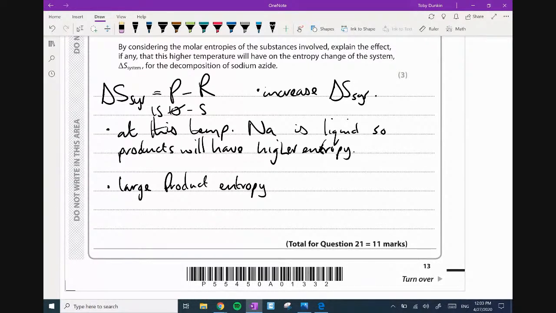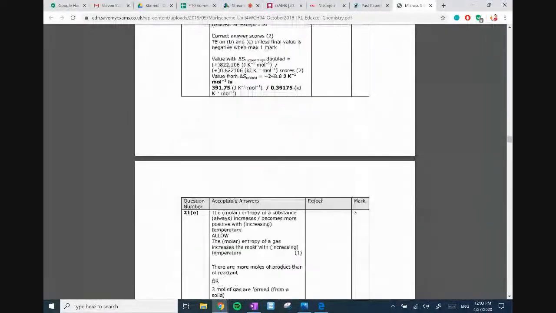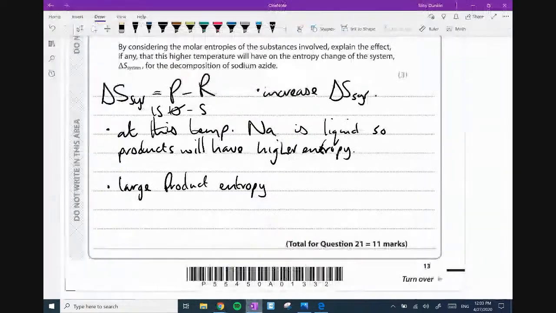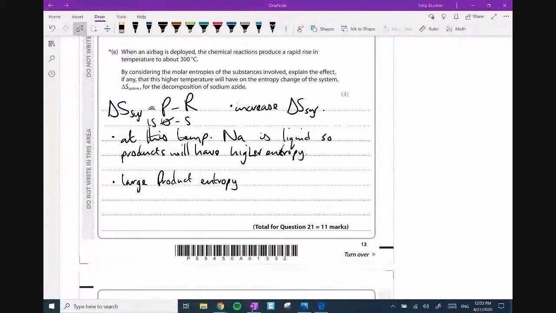I want to see what the mark scheme says. I want to go straight to the mark scheme and see exactly how they want me to word that. Right. The entropy of the substance always increases because of positive increase. The molar entropy of gas increases the most with temperature. There are more moles of product than reactant. I don't know how that will make any difference. Sodium changes from solid to liquid. There you go. So system must increase. So they just want you to say that at a higher temperature, entropy always increases. Okay. Fine. So I'll miss the first mark. So I'll definitely say temperature.